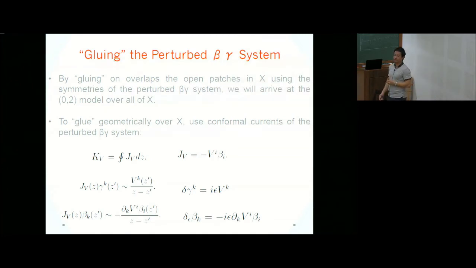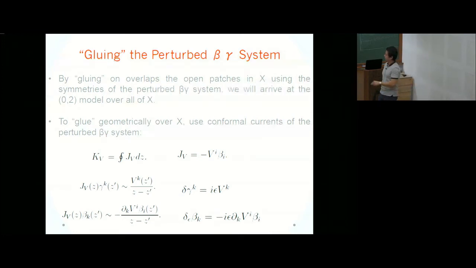To glue them geometrically, you just need to find a dimension one current, which involves the vector fields that generate the GR symmetry. A clear choice would be this. Then you define the charge to be this, do the OPEs of this, and take the residue to find the transformation of this charge on this field. You find that it goes like this, and then for the beta fields, it goes like this.